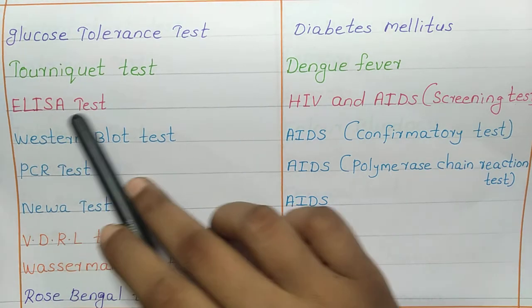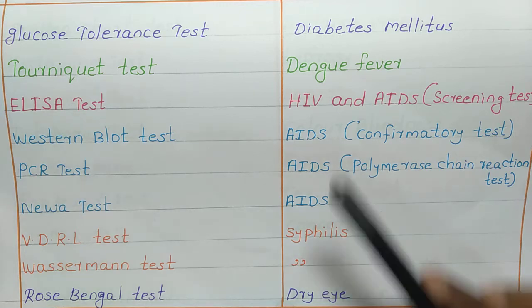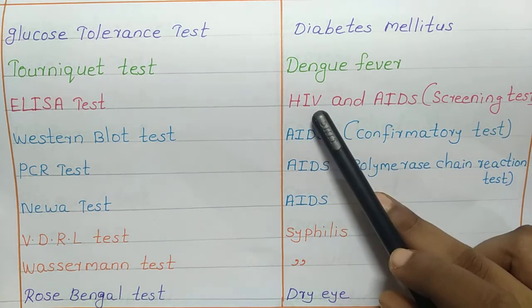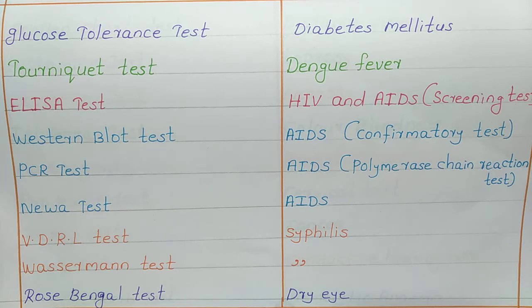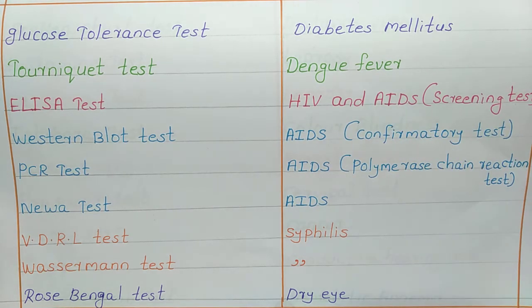Next one is the ELISA test. The ELISA test is a screening test for HIV and AIDS. HIV expansion is human immunodeficiency virus and AIDS expansion is acquired immunodeficiency syndrome. So it is a diagnostic test and screening test.